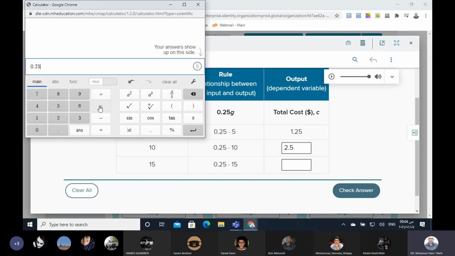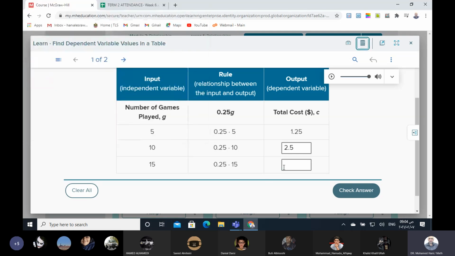0.25 times 15 will be... Mr., 3.25, not... Sorry. 3.75.